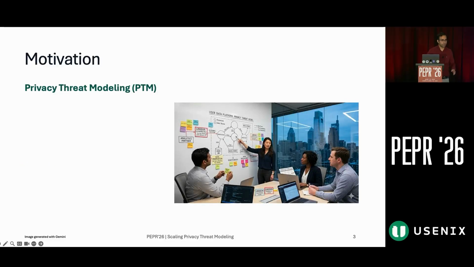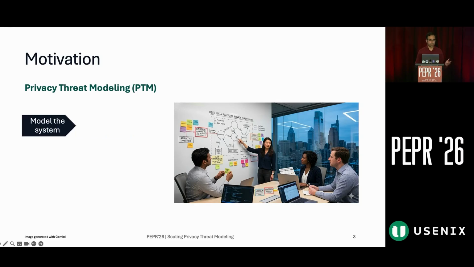I think everyone here knows about privacy threat modeling. It is basically a privacy engineering process wherein you systematically evaluate a system for any privacy threats. You analyze and provide mitigation education to the teams that are undergoing a privacy threat modeling session.